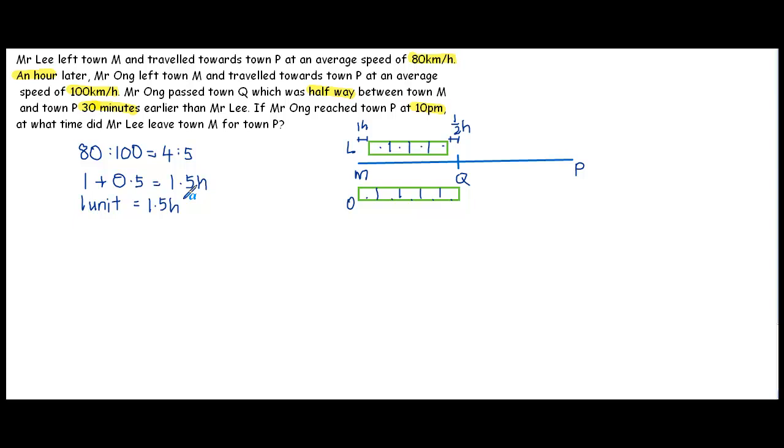We know that Mr. Lee's average speed is 80 kilometers per hour. So if he took 1.5 hours longer to pass town Q, we can actually find the distance traveled by Mr. Lee in that 1.5 hours. So we have one unit, 80 times 1.5, and this would give us 120 kilometers. 120 kilometers is actually one unit here at Mr. Lee and one unit here at Mr. Ong's figure.